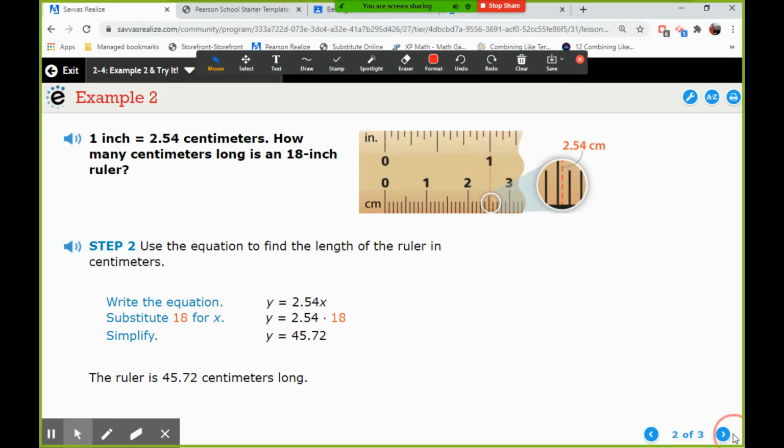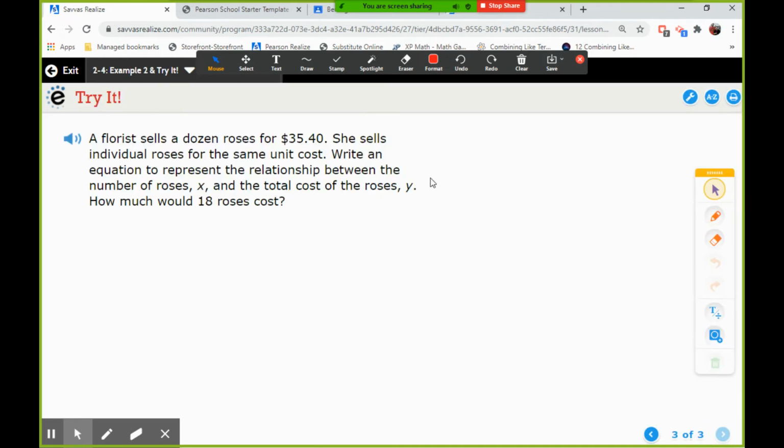Okay, so we have, let's try it here. It says a florist sells a dozen roses for $35.40. She sells individual roses for the same unit cost. Write an equation to represent the relationship between the number of roses, x, and the total cost of the roses, y. How much would 18 roses cost?